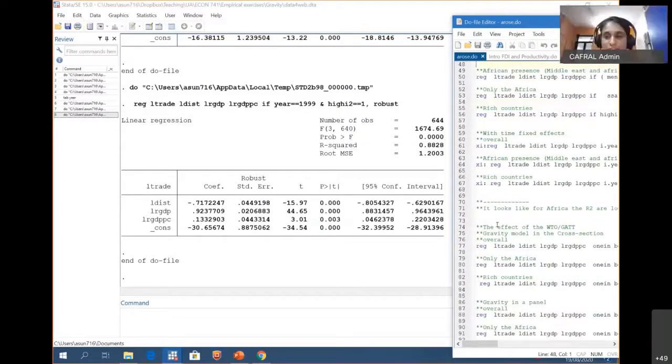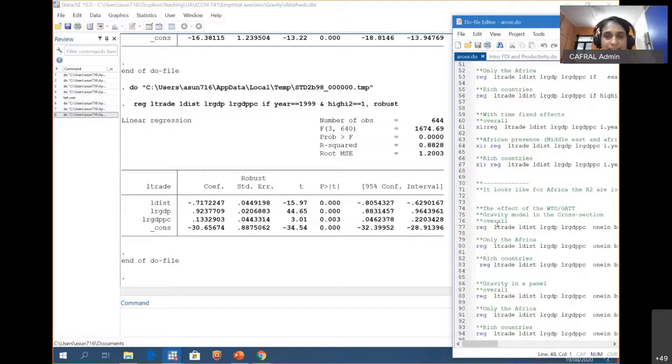All right, so what I'm going to do is I am now going to start exploiting the panel nature of this database. Okay, so the first thing I'm going to do is introduce year fixed effects. So first, I'm going to run this model, but I'm going to account for annual shocks. So what do year fixed effects do? This means I'm going to have an indicator variable for each year. And that means that any macroeconomic shock that impacted the whole world at a given point in time is going to be accounted for using these year fixed effects. So that is what I'm going to do.